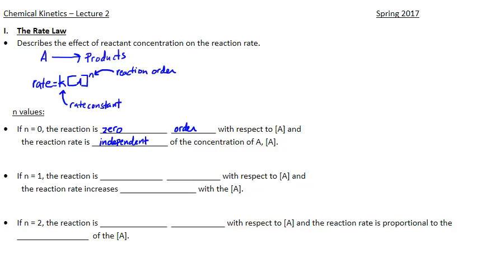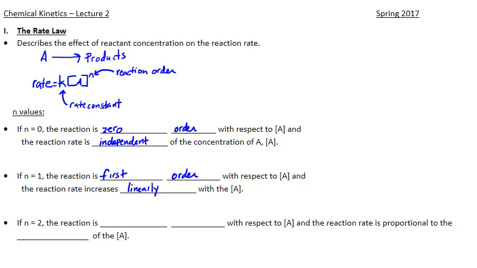Now, if n is equal to 1, the reaction is first order. And that means we're going to have a linear relationship between the rate, how fast the reaction is, and my concentration of that reactant. So it's first order with respect to the concentration of A, and the reaction rate increases linearly. Say I run the reaction one time with the concentration of my reactant at 1 molar, and then I double that concentration to 2 molar, then my rate will also double. The reaction will be twice as fast as it was with the initial concentration.